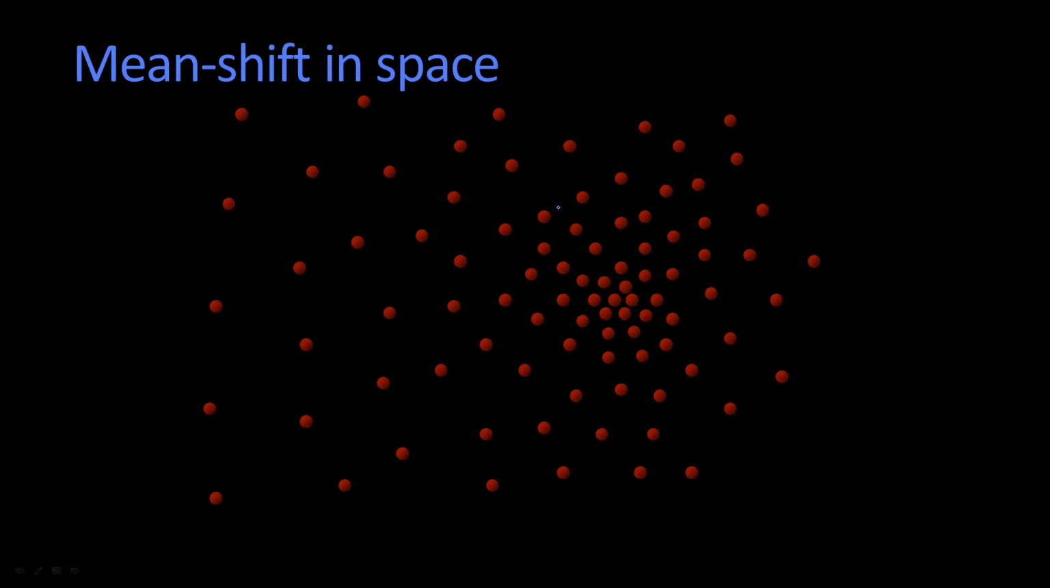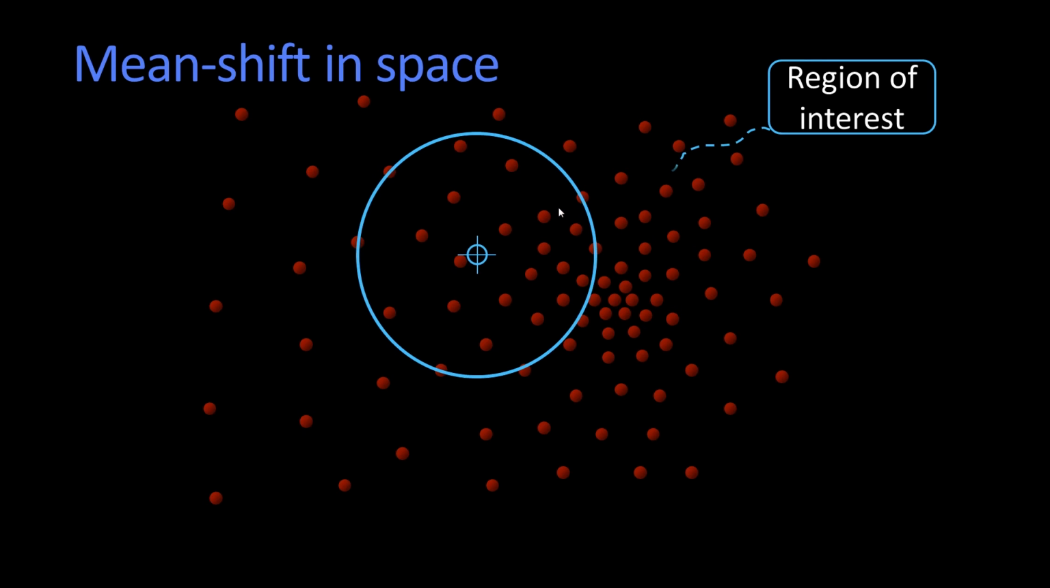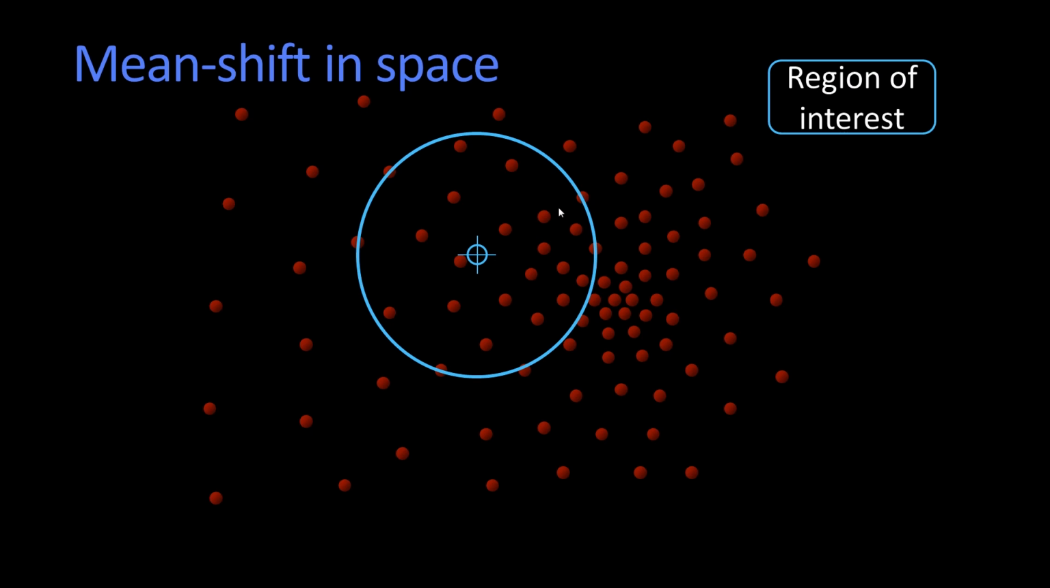So here we have, again, our sample. So let's put down a region, okay? It's called a region of interest. Now, we're not going to talk about the size of that region just yet, or its shape. We'll talk about that a little bit later. It's going to be a Gaussian. But for now, it's just going to be a circle.